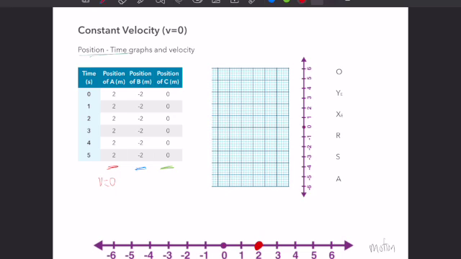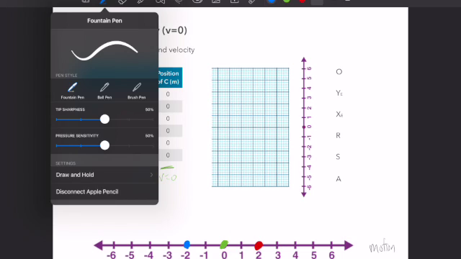And if we look at the blue, that started out at minus 2, and lo and behold, it stayed there the entire time. And for position C, it was at 0 and remained there the entire time. So all of these have velocity equal to 0. Well, let's see what the graph of those looks like.